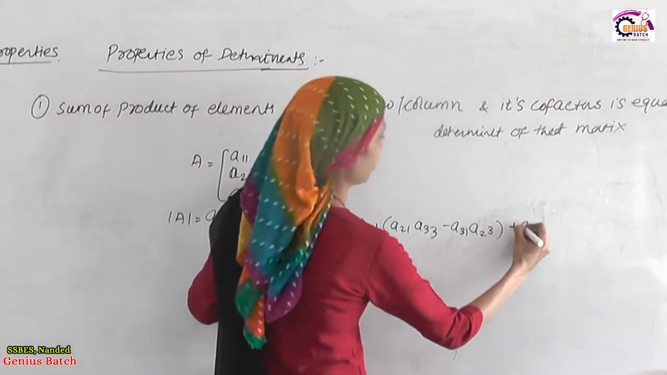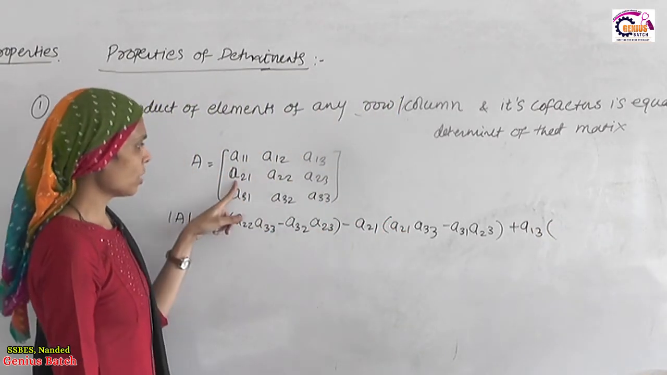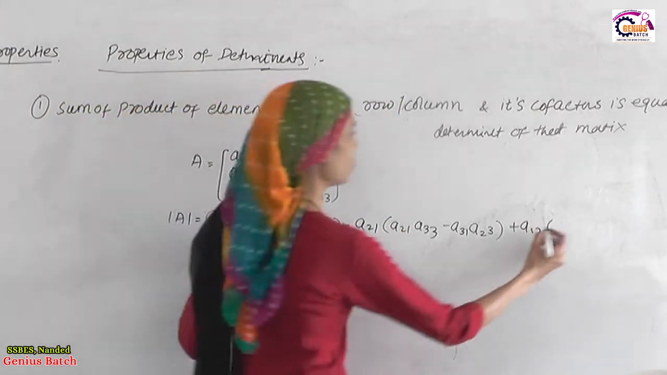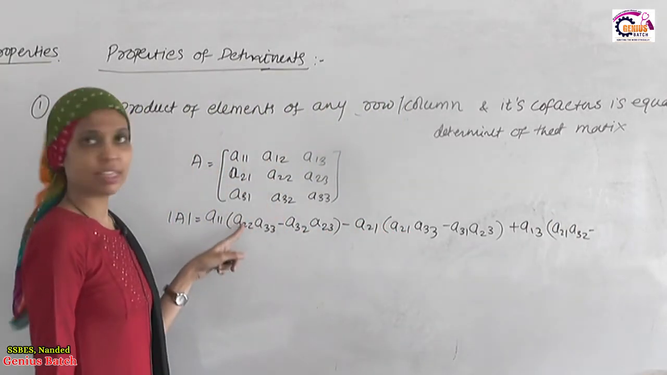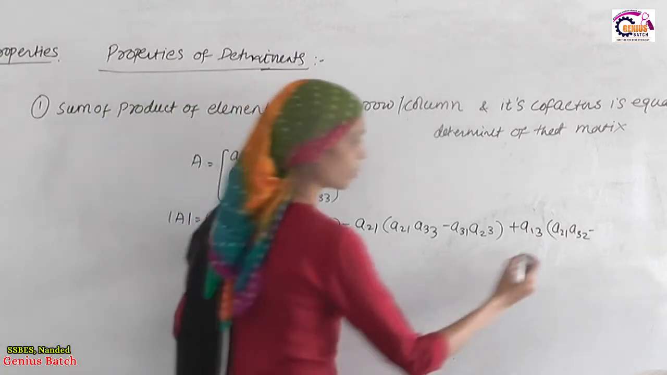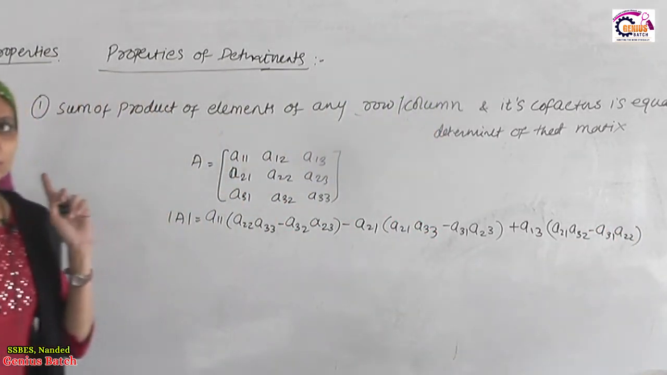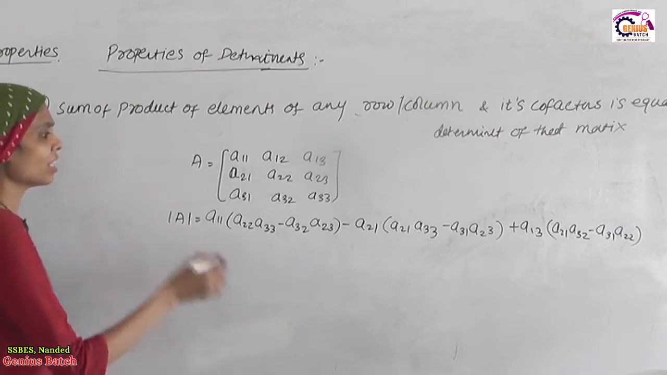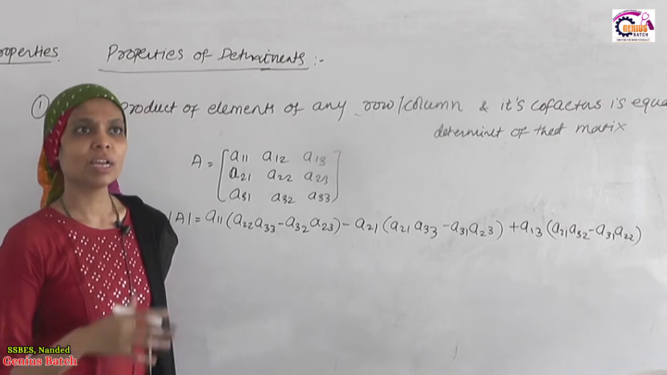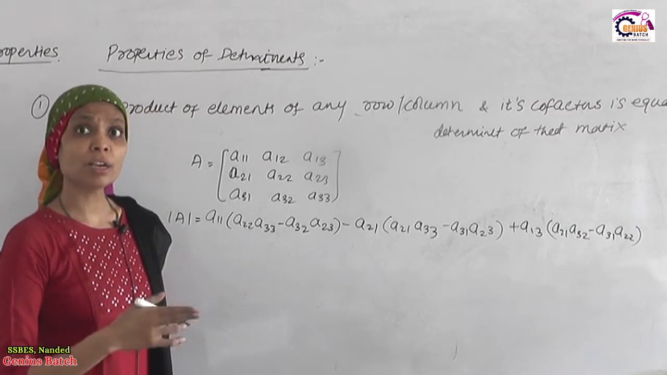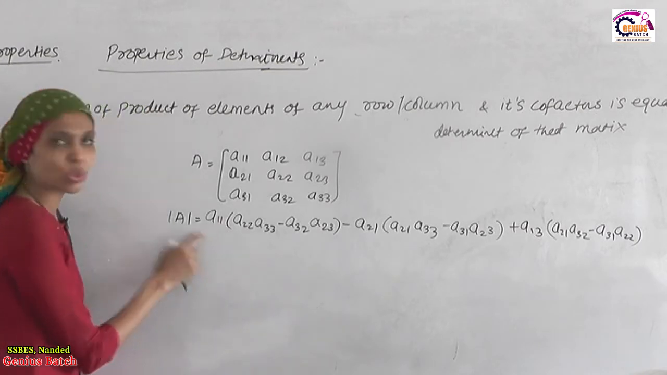plus A13 into (A21 A32 minus A31 A22). This is the determinant of it. What I am saying is, if I take any row's elements or any column's elements and multiply them by the corresponding cofactors and then add them, it will be equal to this.